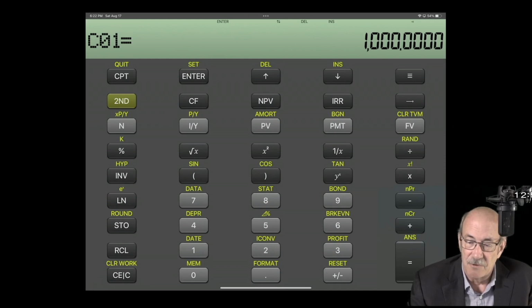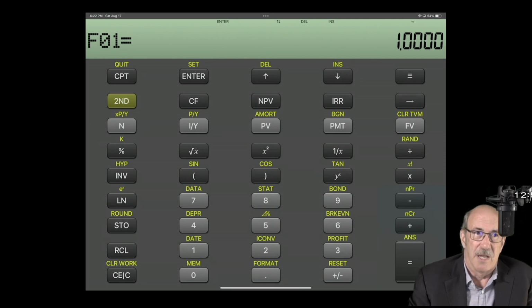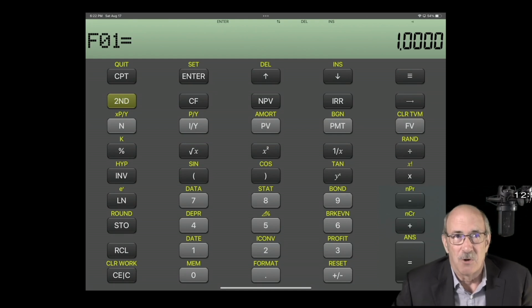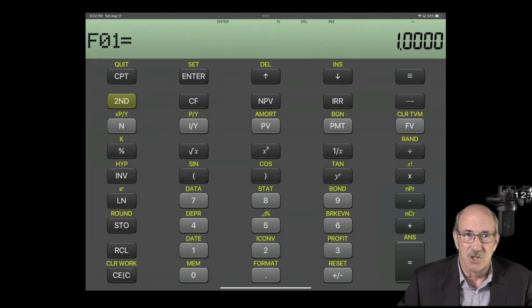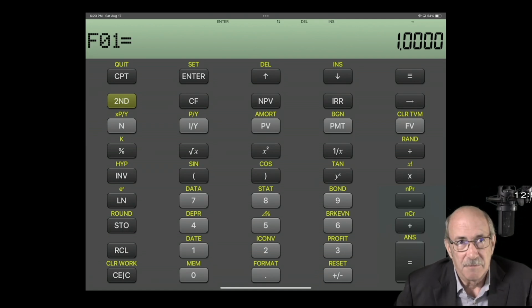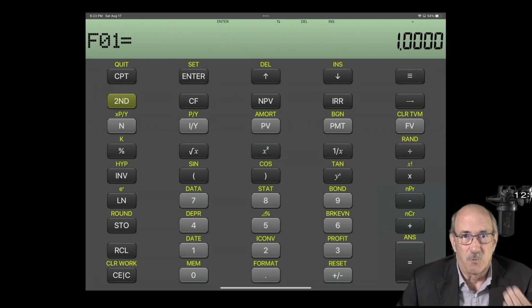I'm going to hit the down arrow one more time, and I get this weird thing, F01. Well, what F01 says, or basically what it allows me to do, if I want to replicate that cash flow for more than 1 year, I can make that value different than 1. So if I want that same $1,000 cash flow for the next year as well, I could make this F01 a 2. I could put the value of 2 in there and hit enter. I don't want that. I just want the $1,000 for this 1 period.